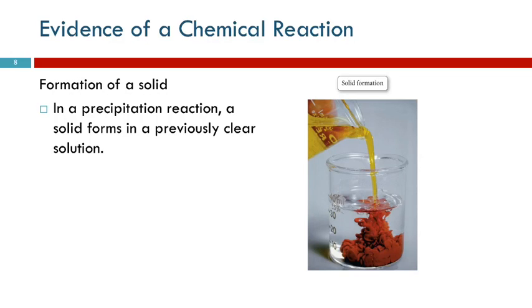When a solid forms where there was not a solid before, here we have a yellow liquid, but it's very clear. And we mix that with this colorless clear liquid, it looks like water, and this cloudy reddish brown stuff forms. And if you let that sit, it'll all settle to the bottom, and that's actually a solid. That's a solid that forms where there was no solid before. It's evidence of a chemical reaction.